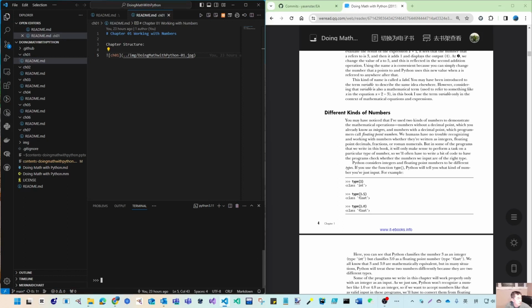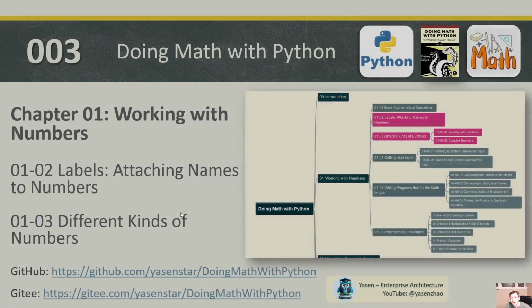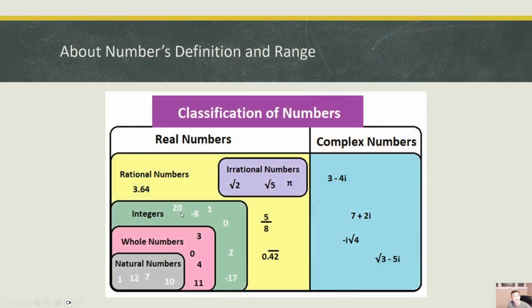But before we go to the example, let me show you a nice summary picture I got from a website, about the definition and range of numbers. Let's first have the picture in your mind.